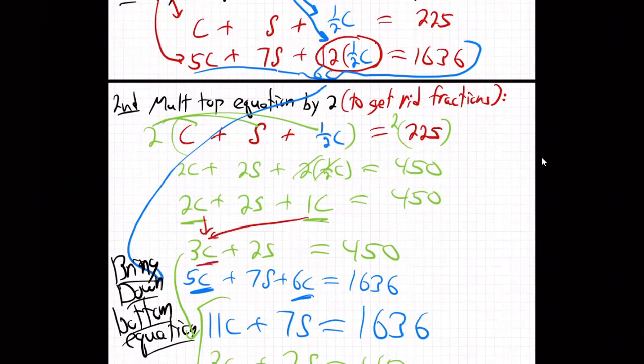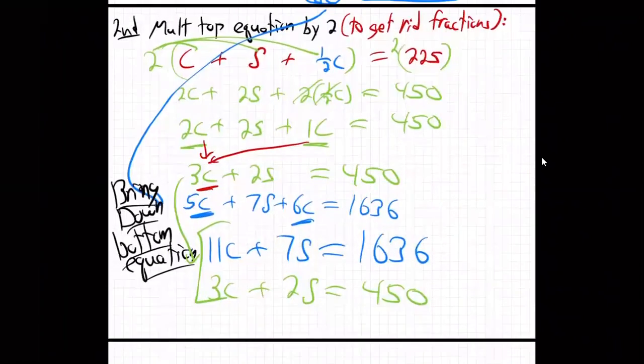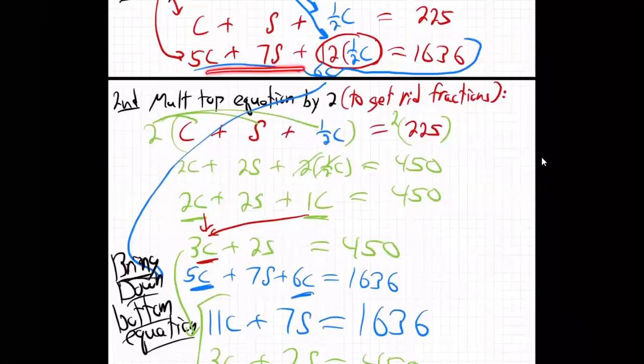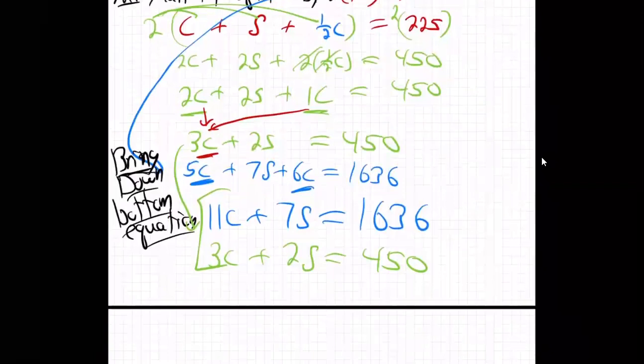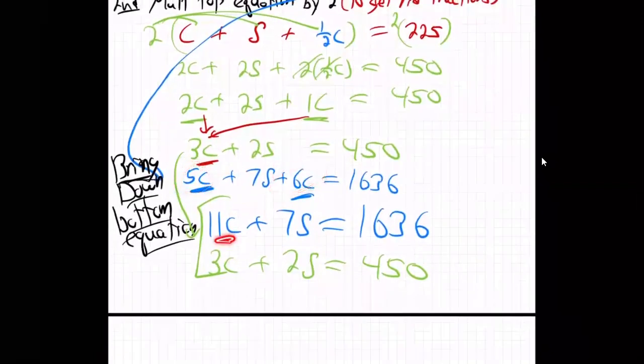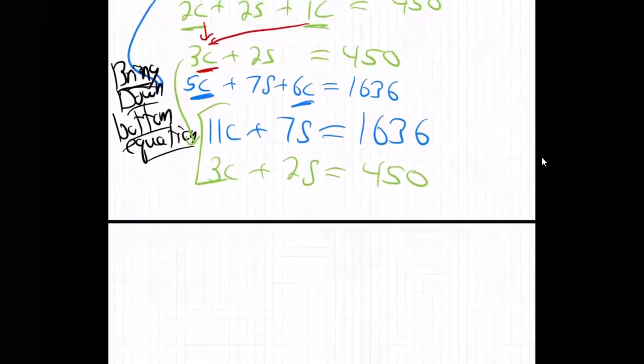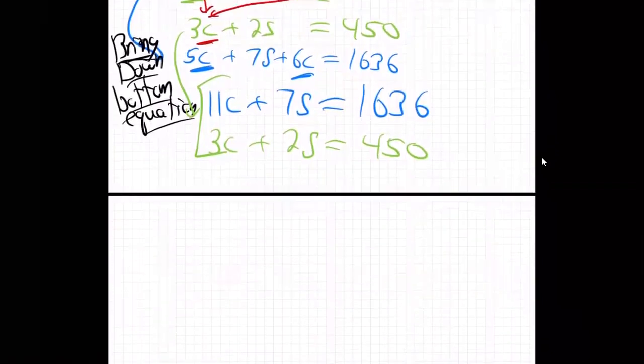Should be 3C plus 2S. And then down here, I brought down the bottom equation. This bottom one here, 5C plus 7S plus 6C. Combine 5C and 6C to be 11C. All right, so now I've got 2 equations, 2 unknowns. You know what to do, right?